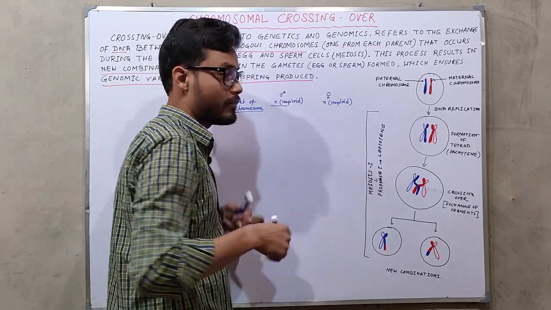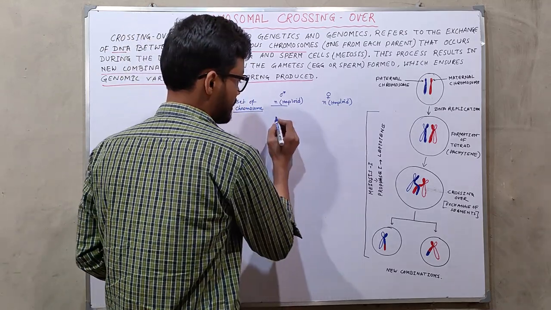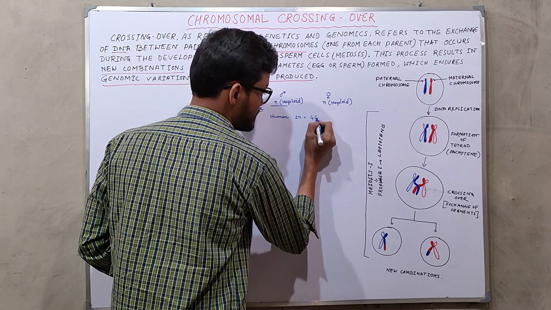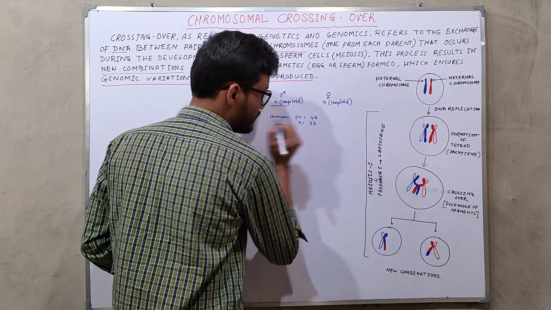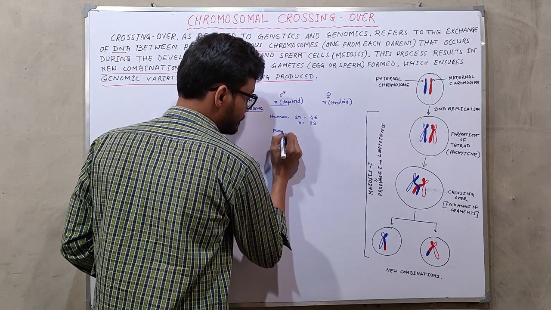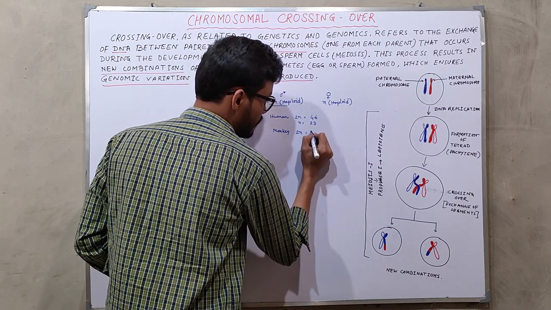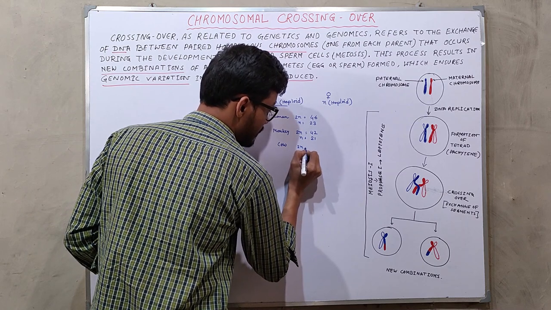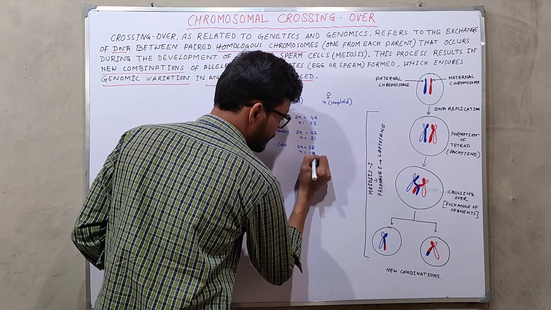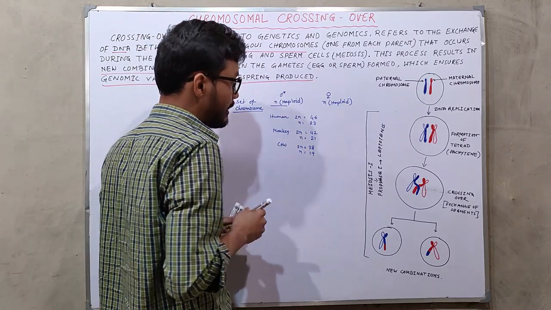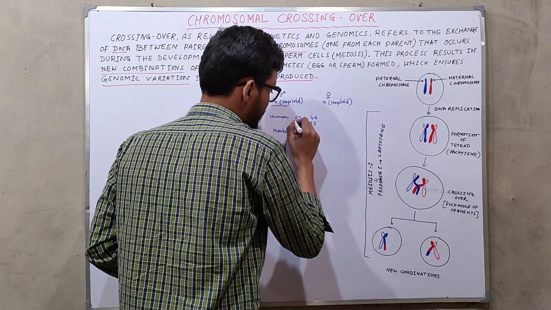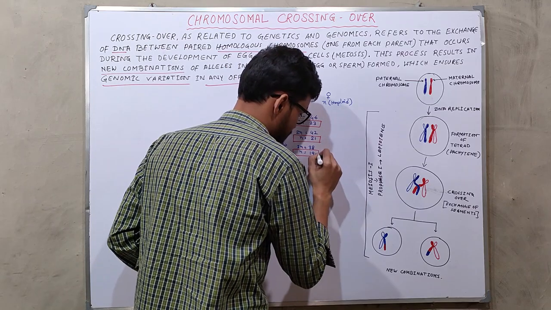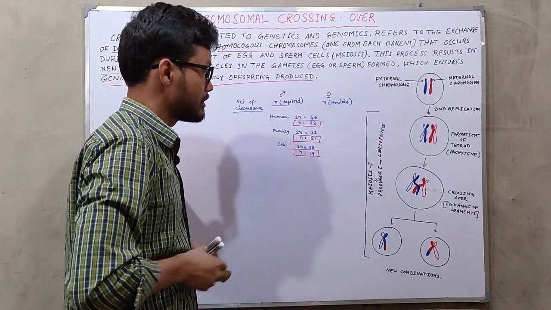This set of chromosomes varies from species to species. In humans, 2N equals 46, so N equals 23. In monkey, 2N equals 42 and N equals 21. In cow, 2N equals 38 and N equals 19. As you observe here, the haploid number of chromosomes varies from species to species. If the species changes, the haploid number of chromosomes changes.